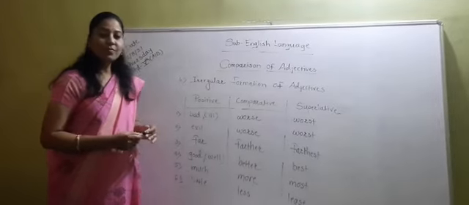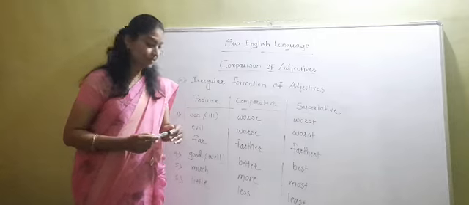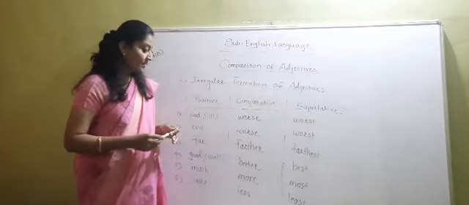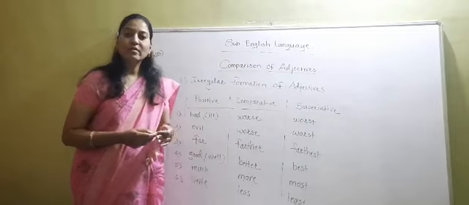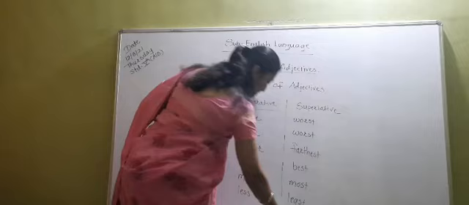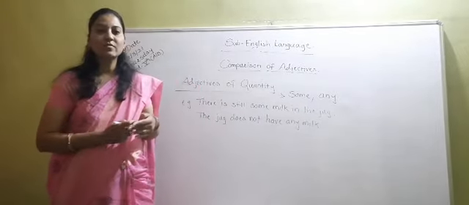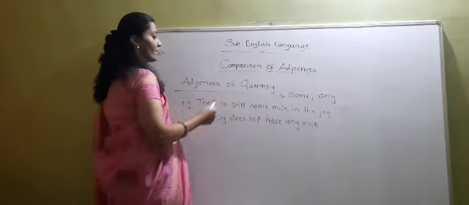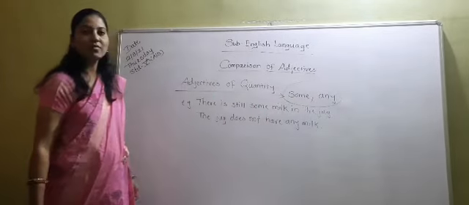Okay. Now we are going to see some adjectives that we can use in the sentence. Okay, and they are some and any, which we are going to see right now. Okay, so let's start. Now students, we are going to learn about the adjectives of quantity. So some and any. Some and any, these are the adjectives of quantity.